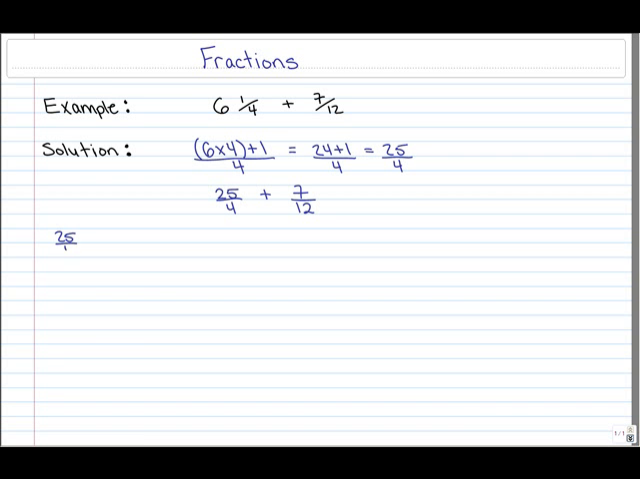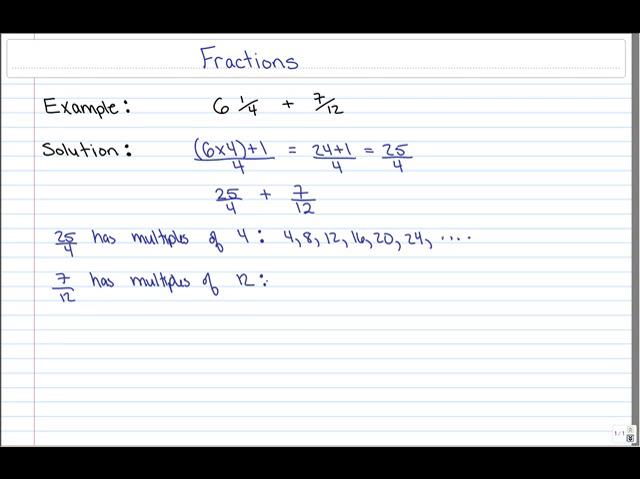So the fraction 25 over 4 has multiples of 4 given 4, 8, 12, 16, 20, 24, and so on and so forth. The fraction 7 over 12 has multiples of 12 such as 12, 24, 36, 48, and so on and so forth. Now the least common denominator would here be the number 12. 12 here and 12 here.